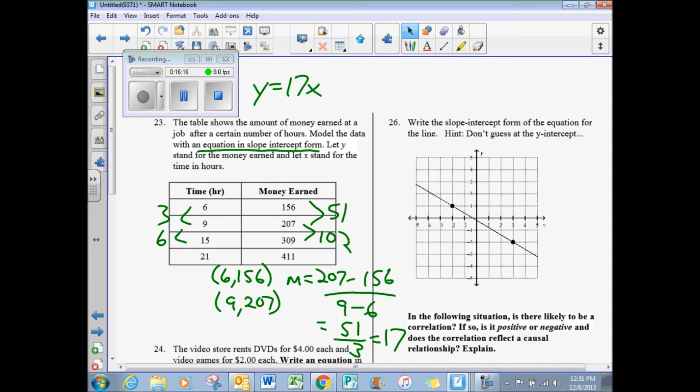And then this is kind of cool. If you look at the table, look at what I could do if I went back in the table. If I went back to 3 hours, what would I go back to in money earned? I'd subtract 51, right? Because if I'm adding 51, wouldn't I go backwards and subtract 51? And if I went back to 0, what would I do to 105?